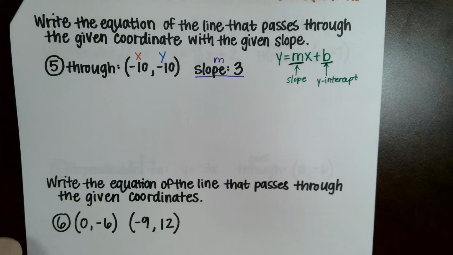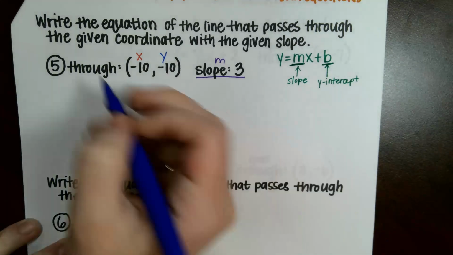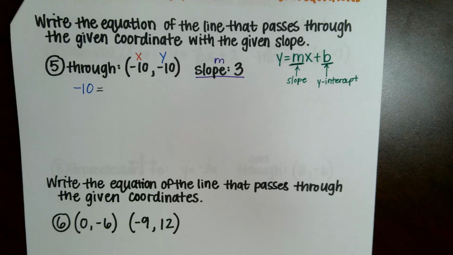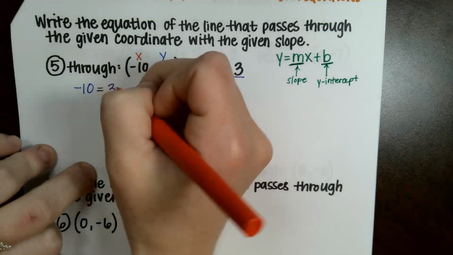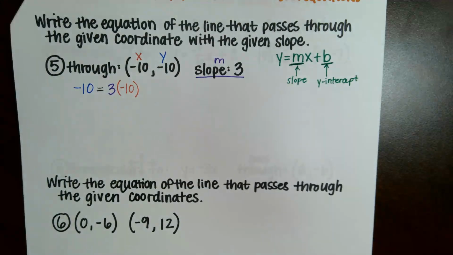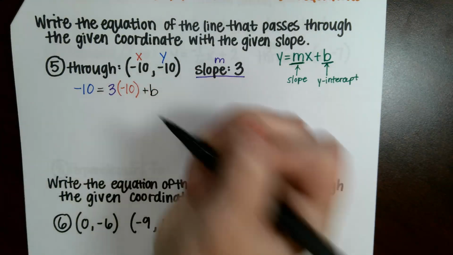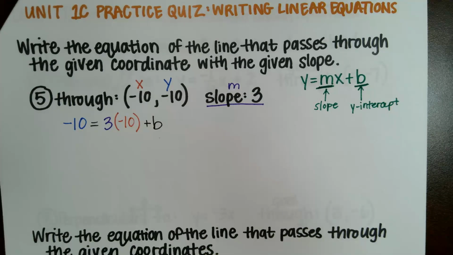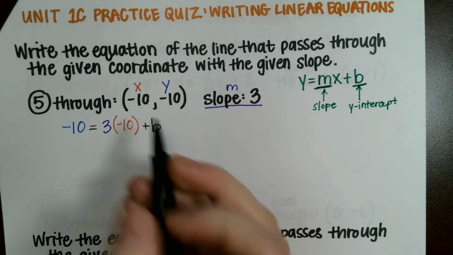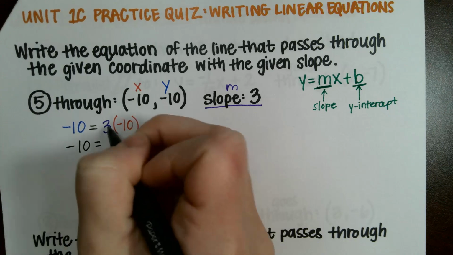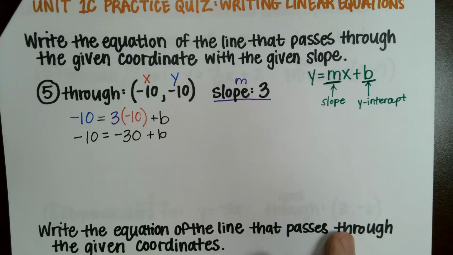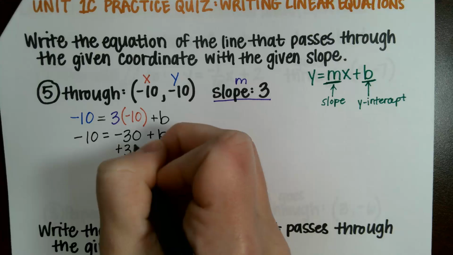So I have y equals, and what's my y value I'm going to put in? Negative 10. Negative 10 equals mx. What's my m? 3. And that's going to be times x. What's x? Negative 10. Good. Times negative 10 plus b. All right. There's nothing else I can plug in, is there? Nope, there's not. So now it's time to solve. What am I going to do here to solve? 3 times negative 10 is negative 30. Good. 3 times negative 10 is negative 30, and then I'll bring everything else down. So now I have negative 10 equals negative 30 plus b. What's next? Plus 30 on both sides.